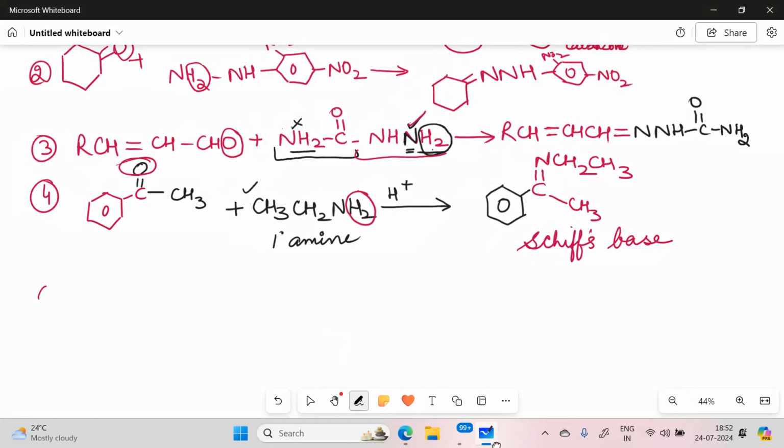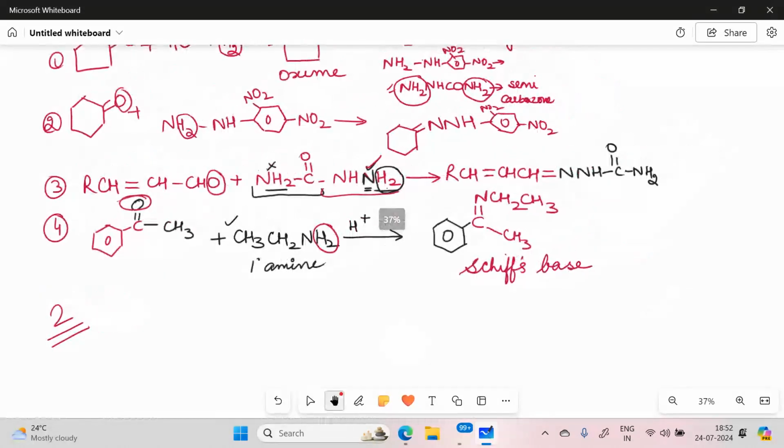Now I will start with the second chemical property, which is reduction reaction. Listen carefully, in this there are two naming reactions which are very important. Reduction. Nucleophilic addition is done.